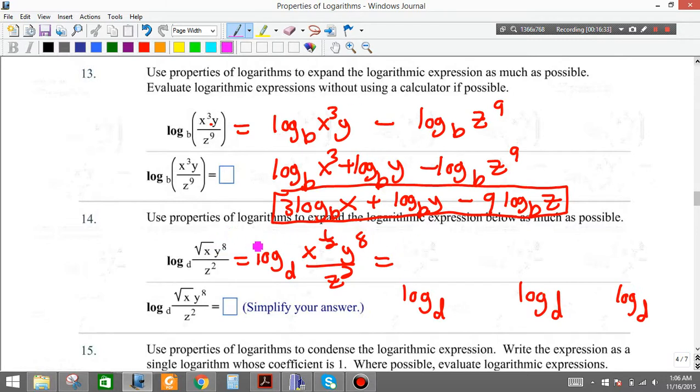And so here, this x had an exponent of 1/2. All exponents go in front. 1/2 log base d of x. This y to the 8th was in the numerator, so this is log base d of y, and it's a plus because it was multiplying the x to the 1/2. But we also noticed that this y had an 8 on it, and all powers move to the front. This z is in the denominator. That means I had a minus, and then there was a power of 2. That 2 goes there. This stands as the answer.